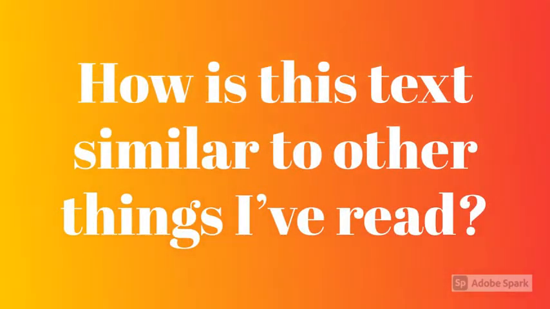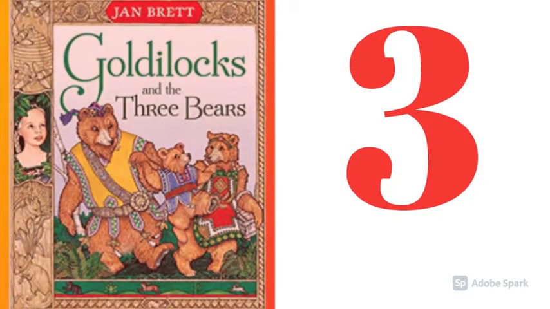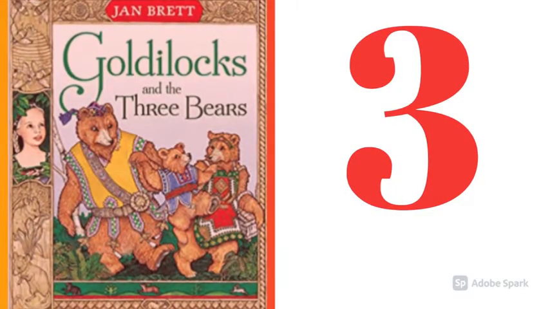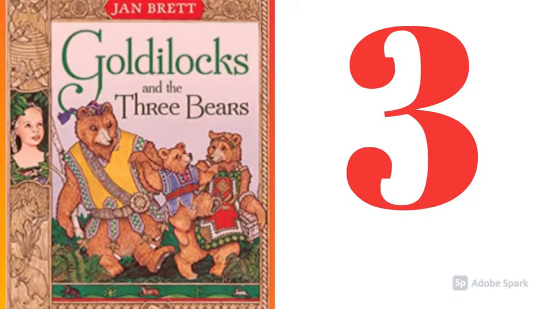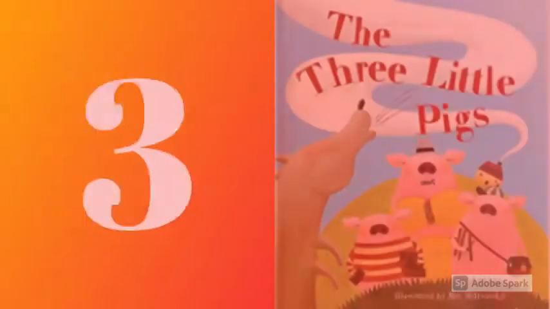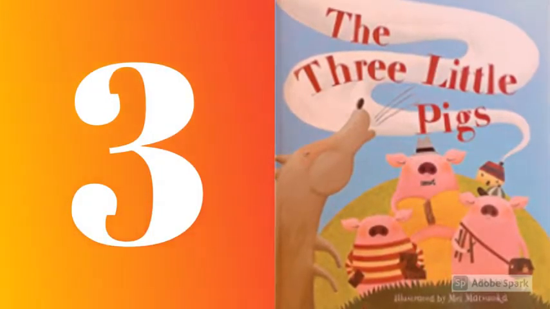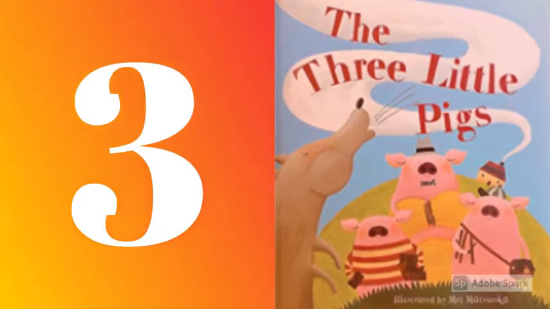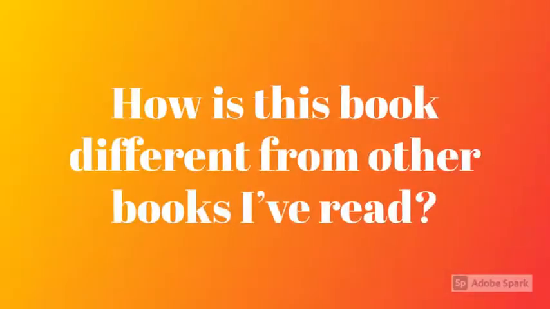Question number 2, how is this text similar to other things I've read? For example, in the story of Goldilocks and the Three Bears, the number 3 comes up a lot. 3 things of porridge, 3 chairs, 3 beds. And in the story of the Three Little Pigs, 3 comes up a lot too. 3 houses, 3 pigs, 3 things blown over.